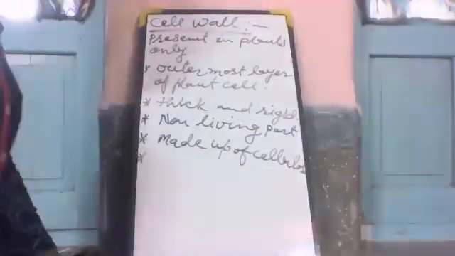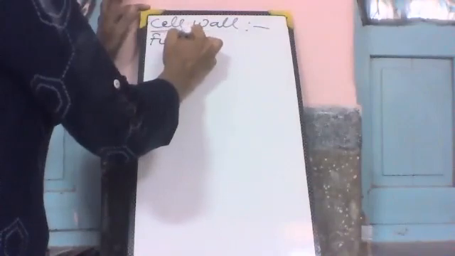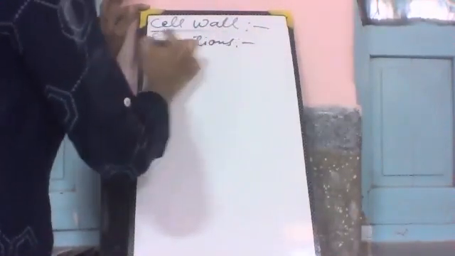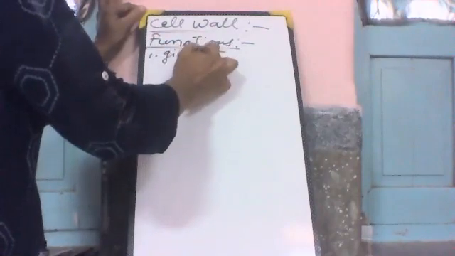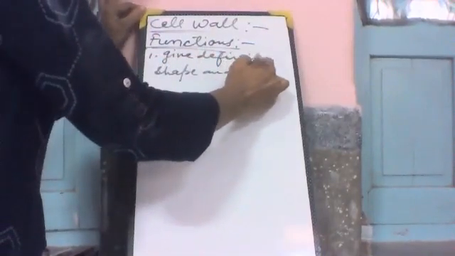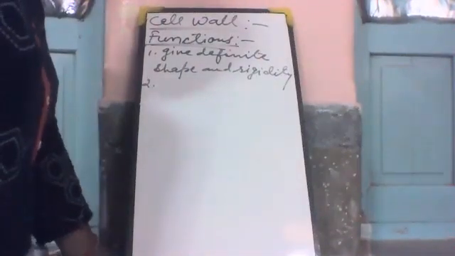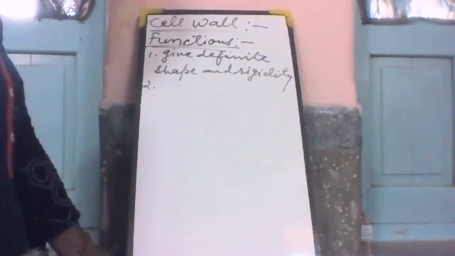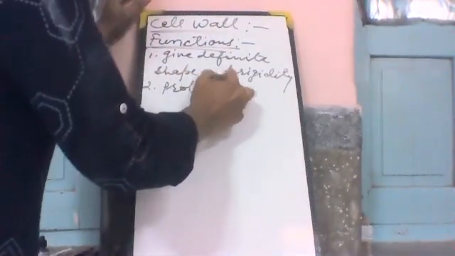These are the characteristics of cell wall. Now, the function of cell wall. It gives rigidity to the plant. See, it gives a definite shape and rigidity to the plant. It protects the plant cell from disease causing agents and mechanical injuries.